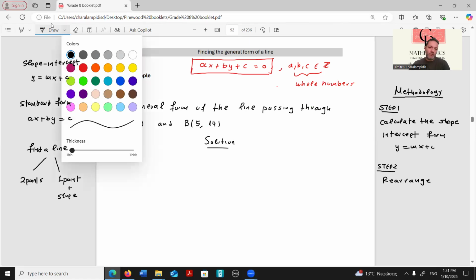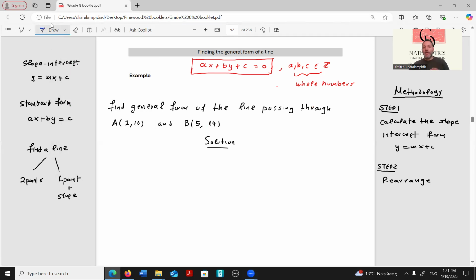Like I said before, in the suggested methodology, I should start by calculating the slope-intercept form, which is the form y equals mx plus c. In here, in order to uniquely determine that line, I just need the value of the slope, which is m, and the value of c.